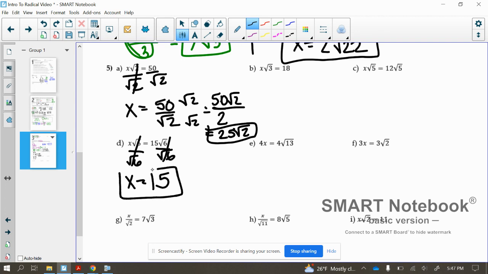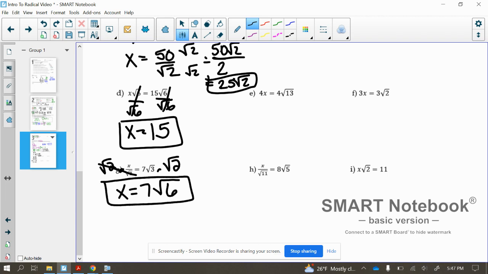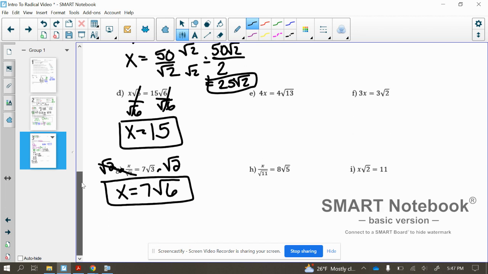This next one, though, for instance, example D, we get lucky, things cancel out, and we just get x equals 15. Last one in the first column, we have division by that square root, so if we multiply both sides by it, x equals 7 square root 3 times 2, which is just 7 square root 6. Okay. Try some of these last examples on your own, on your worksheet, and see what you get for each of them, and check your answers.